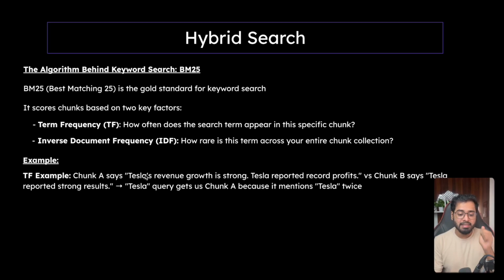Chunk A has: Tesla's revenue growth is strong. Tesla reported record profits. Okay, so this is chunk A. Let's say chunk B has: Tesla reported strong results.